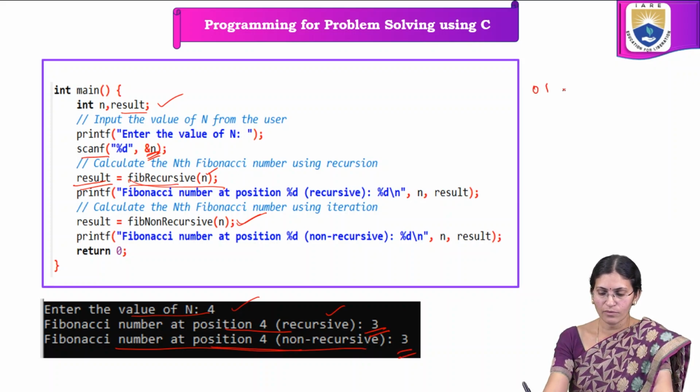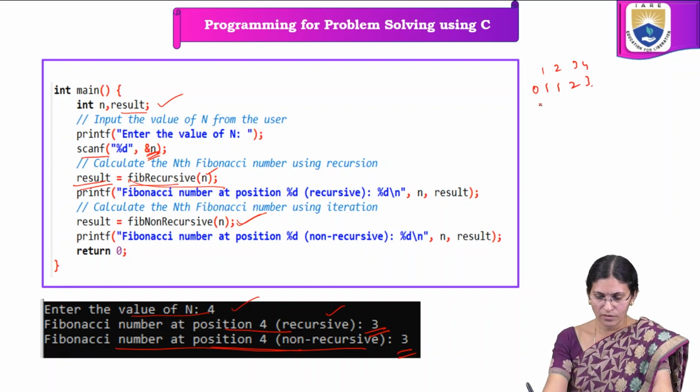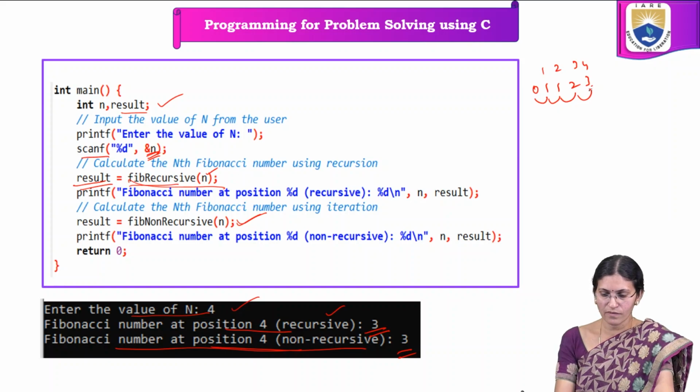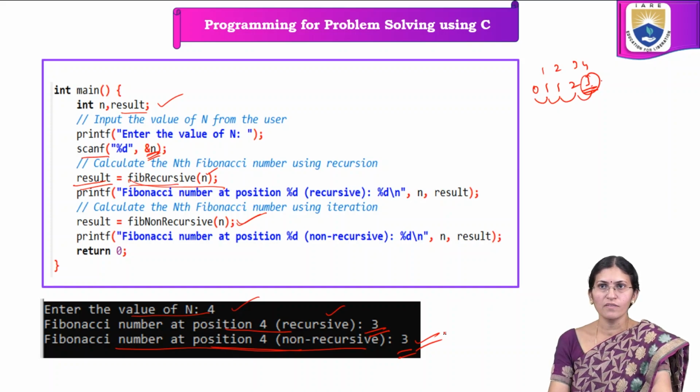This is nothing but, at position 4, 0 plus 1 is 1. This is the first, second, third and fourth position. So 0 plus 1 is 1, 1 plus 1 is 2, 2 plus 1 is 3. So here at the fourth position we have the number 3, which is displayed here on the screen.